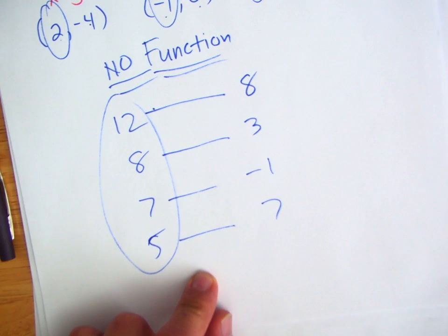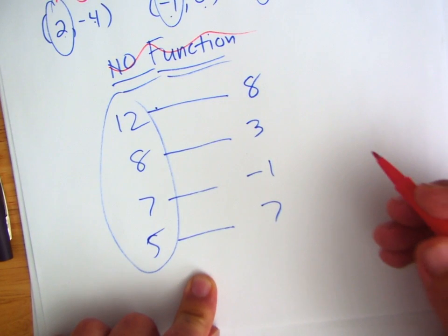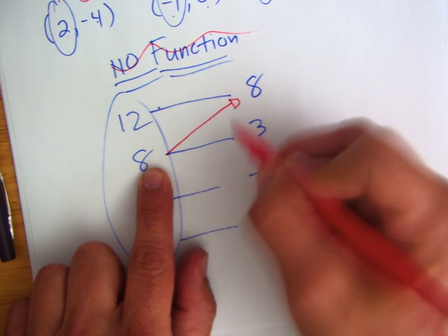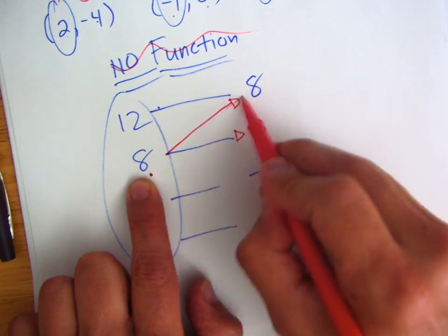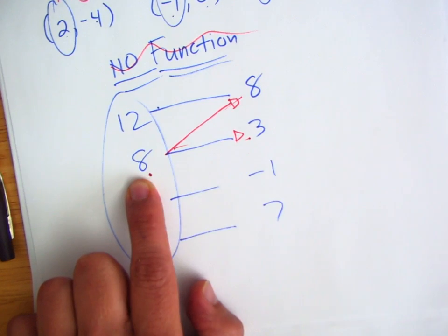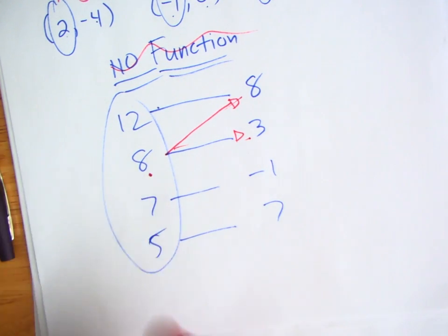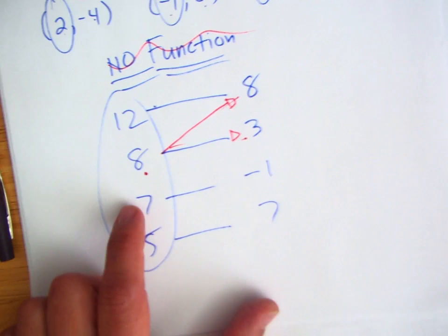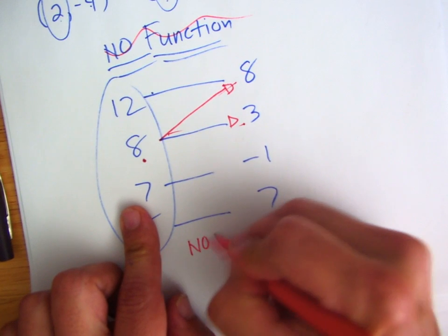Now, what makes it not a function? Let's say this 8 also is going to use this 8. So this input has now two outputs. So no, you can't do that. That is a no. So that means that it's not a function.